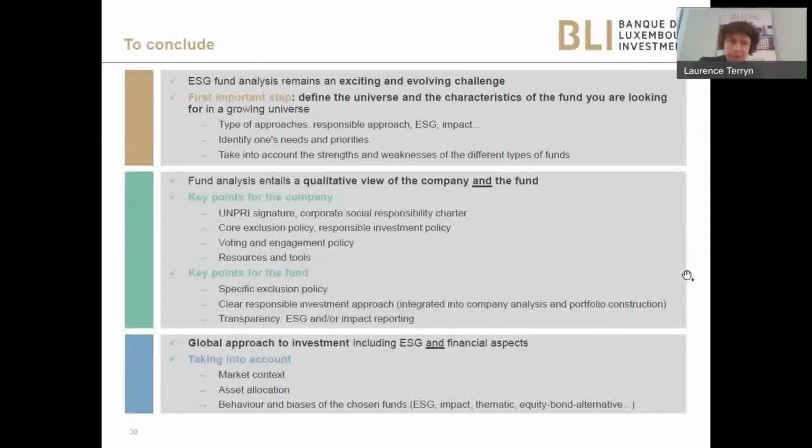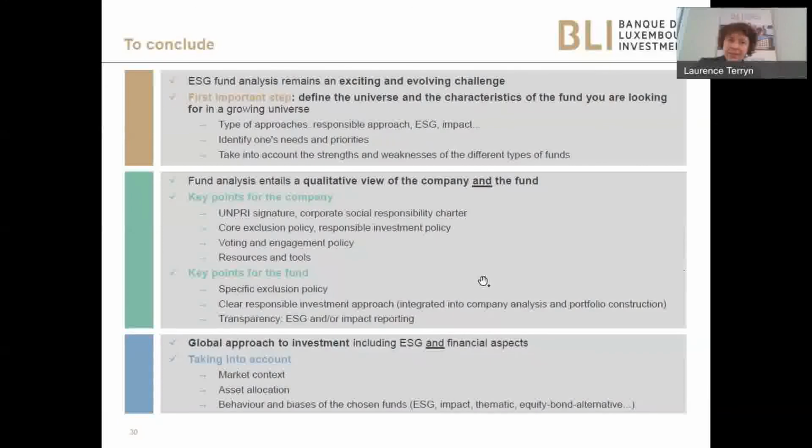At the conclusion, we stay quite convinced that this ESG area and the ESG fund analysis is an exciting and an evolving challenge. We have in mind that first important step is to understand the universe and to define the kind of fund, the characteristic of the fund we are looking for, you would be looking for, depending on the client needs, in a universe quite diverse and quite growing.